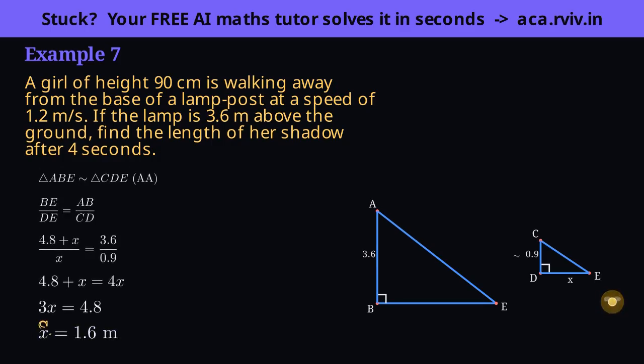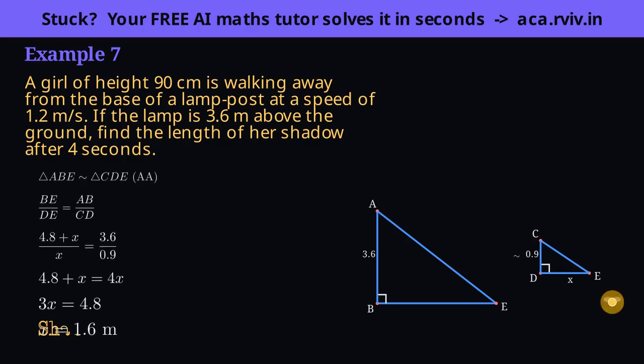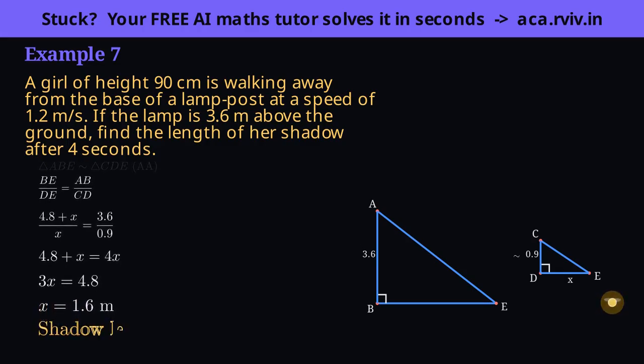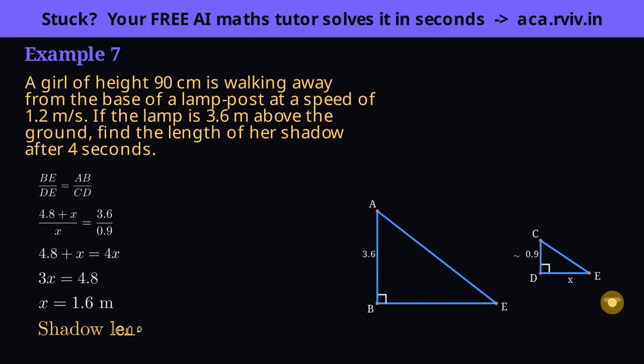The big idea to carry away: whenever two upright objects are lit by a single source, the light rays make similar triangles, and a ratio lets you find a length you could never measure directly: a shadow, a tower, a cliff. This is the very engine of indirect measurement.